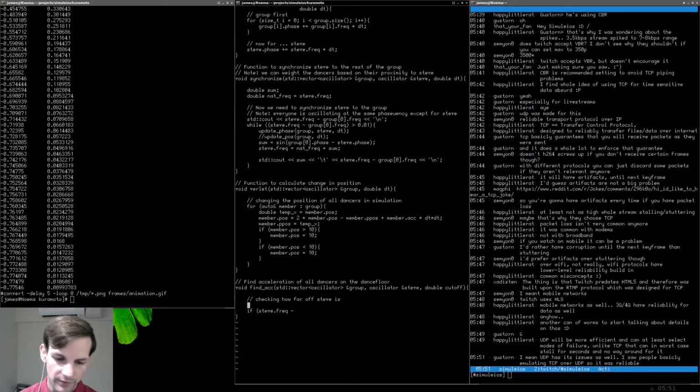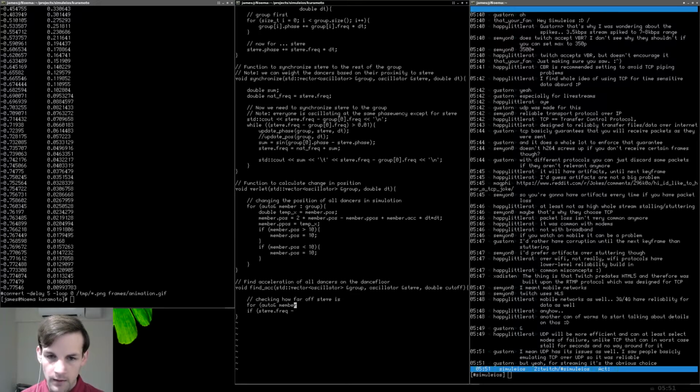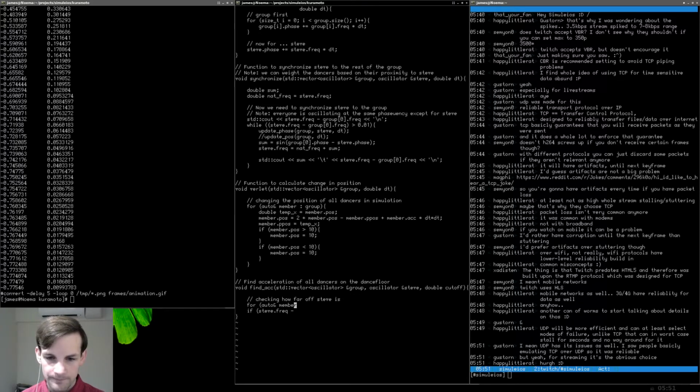Yeah, so we'll do the following. For auto& member, again ampersand, and what do I want here? Member in group. Gosh, I cannot type today at all, but I guess it's part of the course. And then we're going to say Steve.frequency minus member.frequency, and again, they're all dancing at the same frequency, so it should be okay. Steve.frequency, member.frequency, and then we're going to say is less than cutoff.